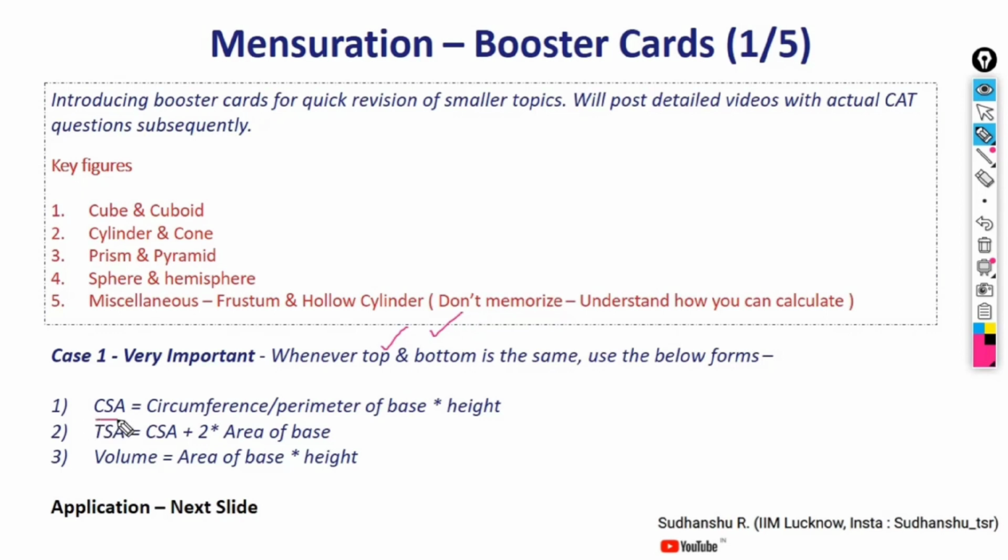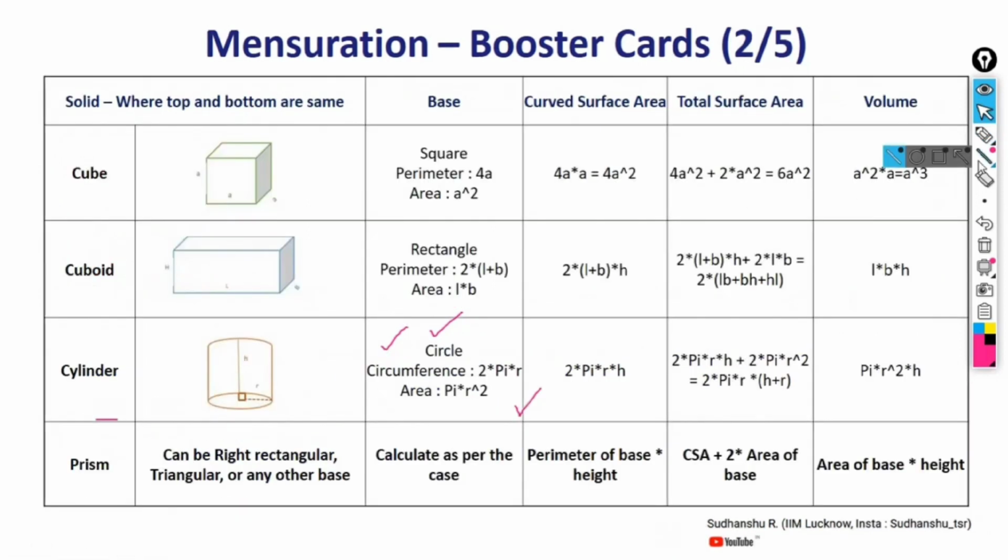The curved surface area will be the circumference or perimeter of the base into height. For example, let's check out for a cylinder. For a cylinder, what will be the curved surface area? First you calculate the circumference of the base. Circumference of the base will become 2 pi r, right? Circumference of a circle. Curved surface area will be nothing but circumference into the height. So 2 pi r into h. That's the curved surface area of a cylinder.